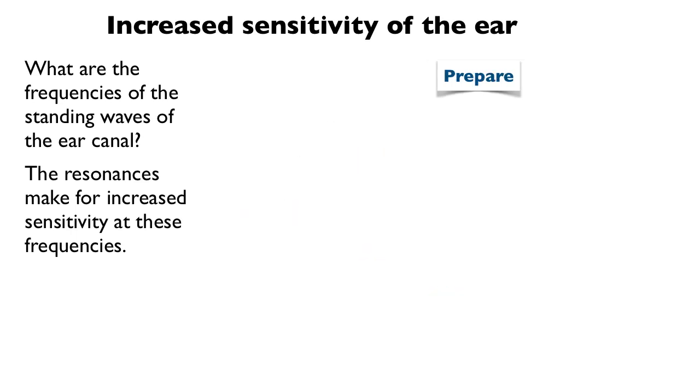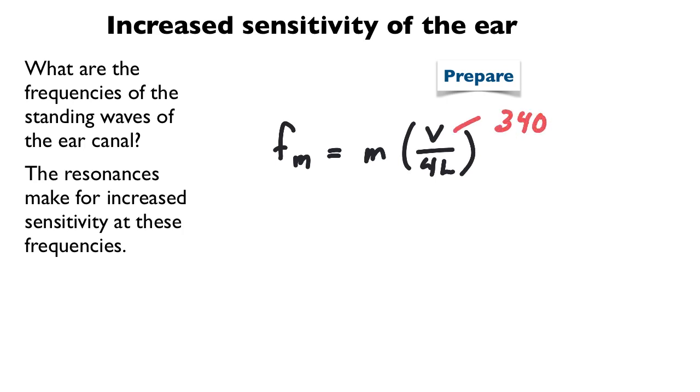And for a prepare step, we're just going to remember the frequencies of the mth mode of oscillation. For an open-closed tube, it's m times v over 4L. And we've said we're going to take as a reasonable value for the speed of sound in air about 340 meters per second. The length of the tube is 0.025 meters, which is 2.5 centimeters. And so we have everything in hand needed to solve. And we'll do that next.